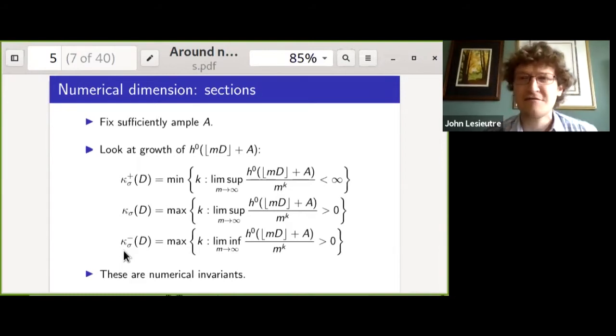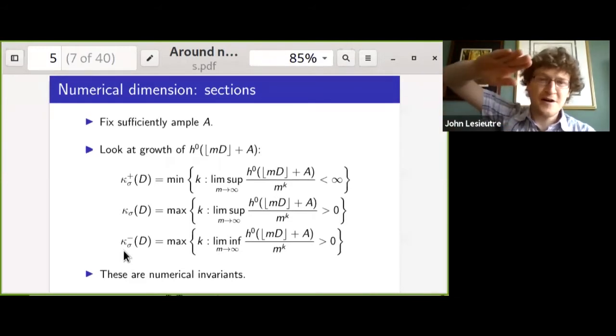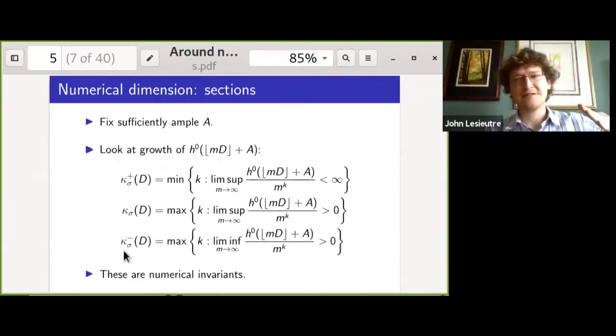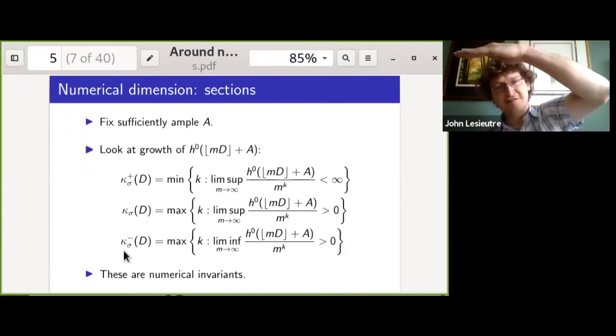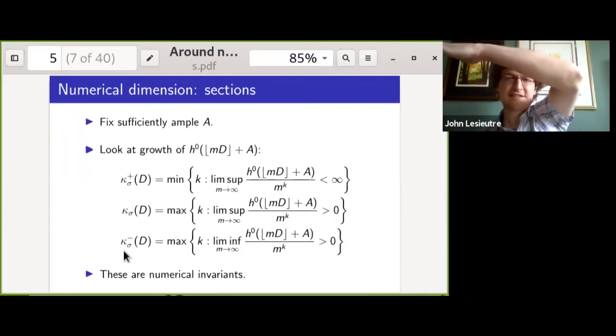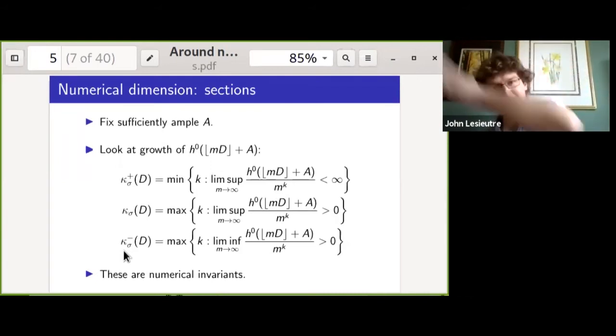Well, okay, before I give you a minute to read those, let me tell you the kind of thing we're worried about. We don't know that H0 of mD plus A is actually going to grow polynomially at all. So a priori, it's possible maybe it oscillates between m squared and m cubed as m increases. It follows m squared for a while, shoots up to m cubed, levels off, still increasing, until m squared catches up with it. Then it grows like m squared for a while.